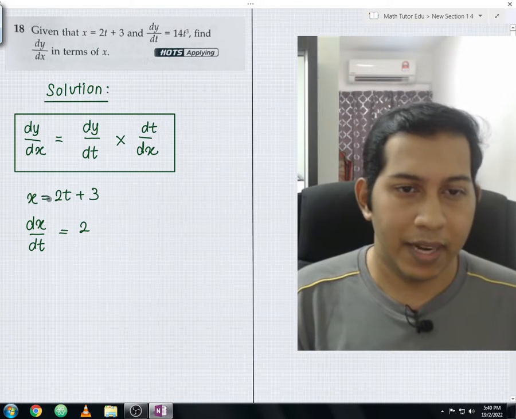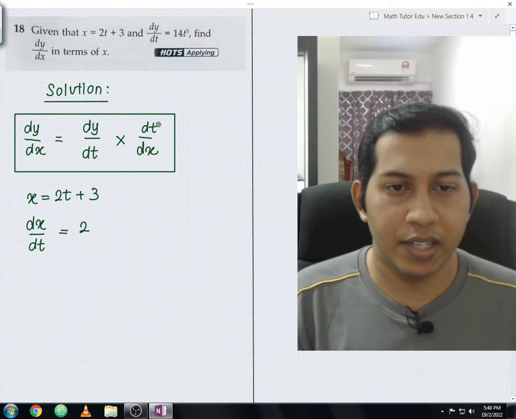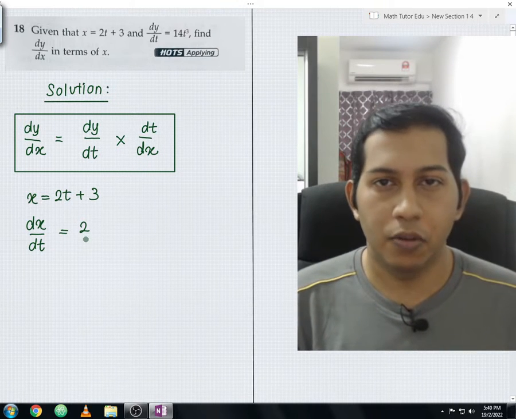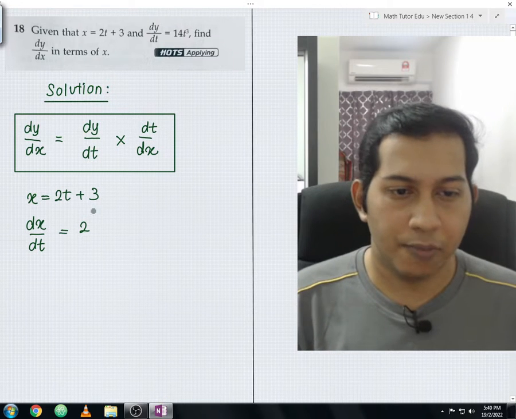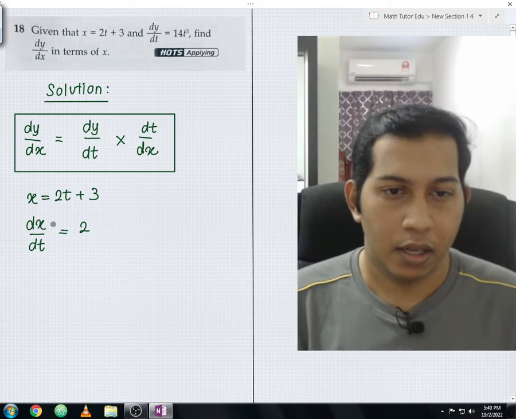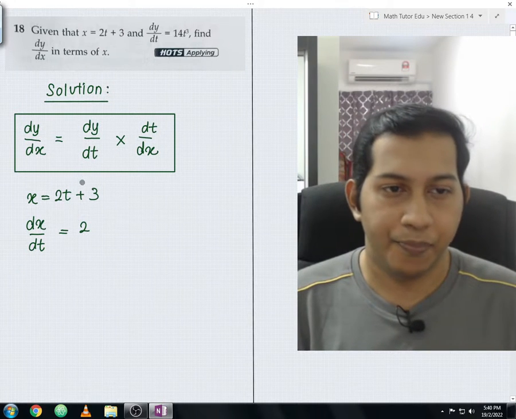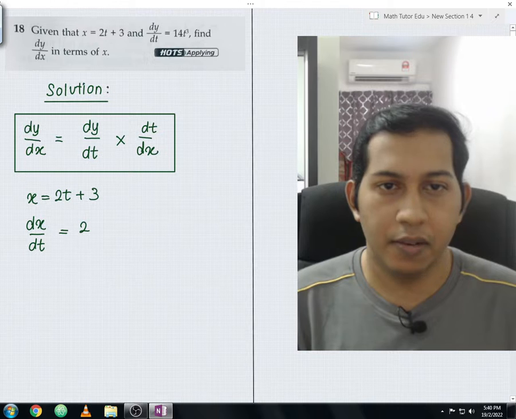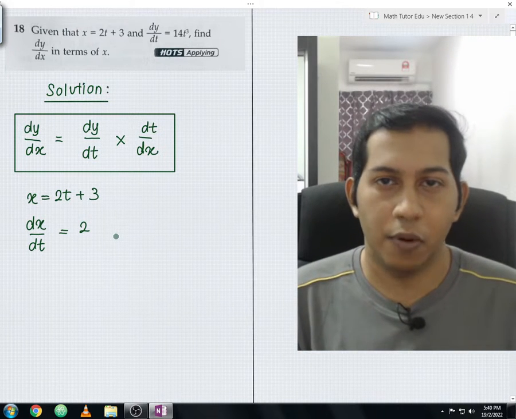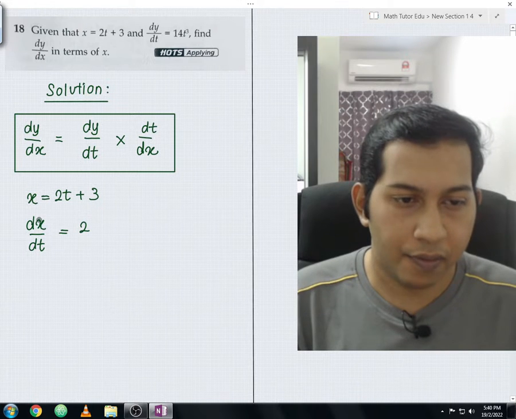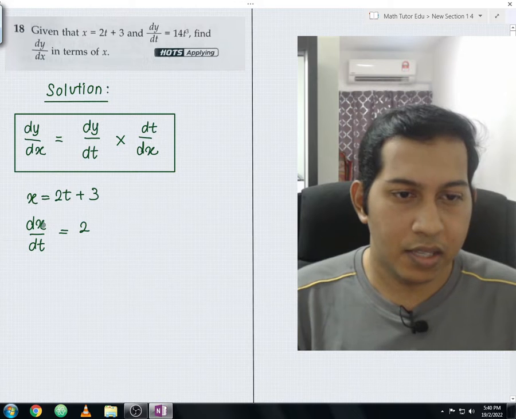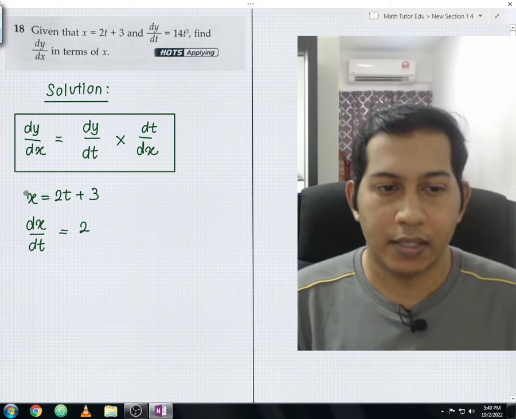But in the chain rule it mentions dt over dx. So technically dt over dx will be equal to 1 over 2, the inverse value of dx over dt. I hope you understand the concept behind this, guys. dy over dt is already given by the question. dt over dx we have already found, it is just the inverse of dx over dt. So from now we can use this information to find dy over dx.